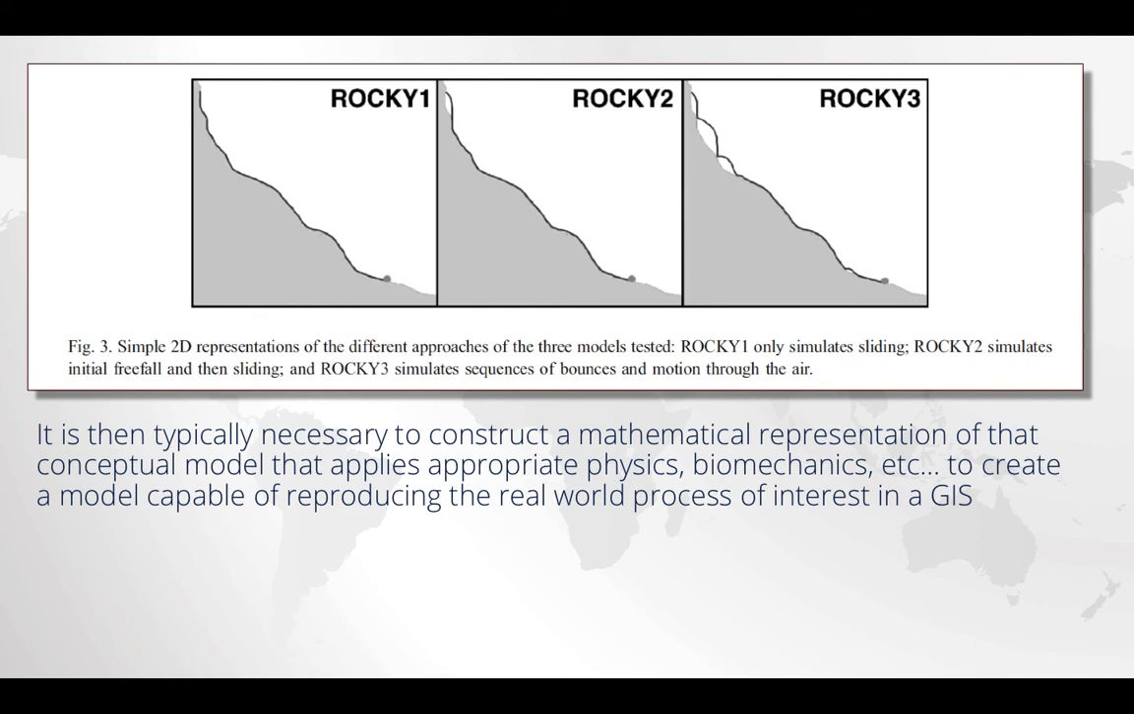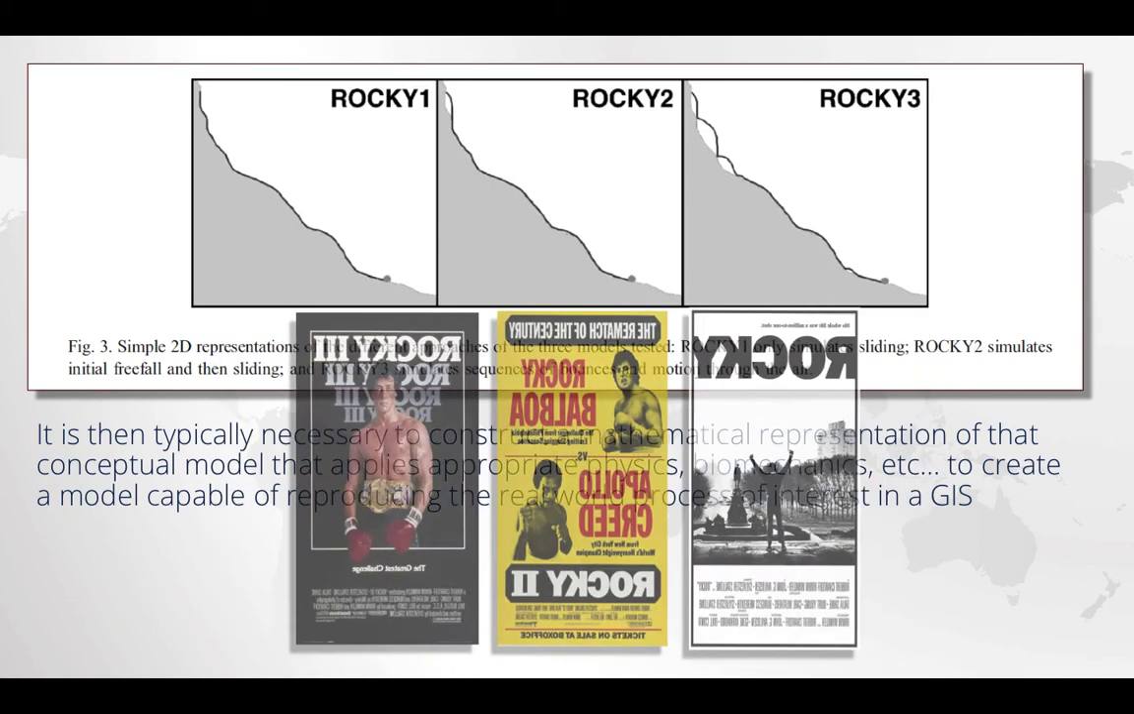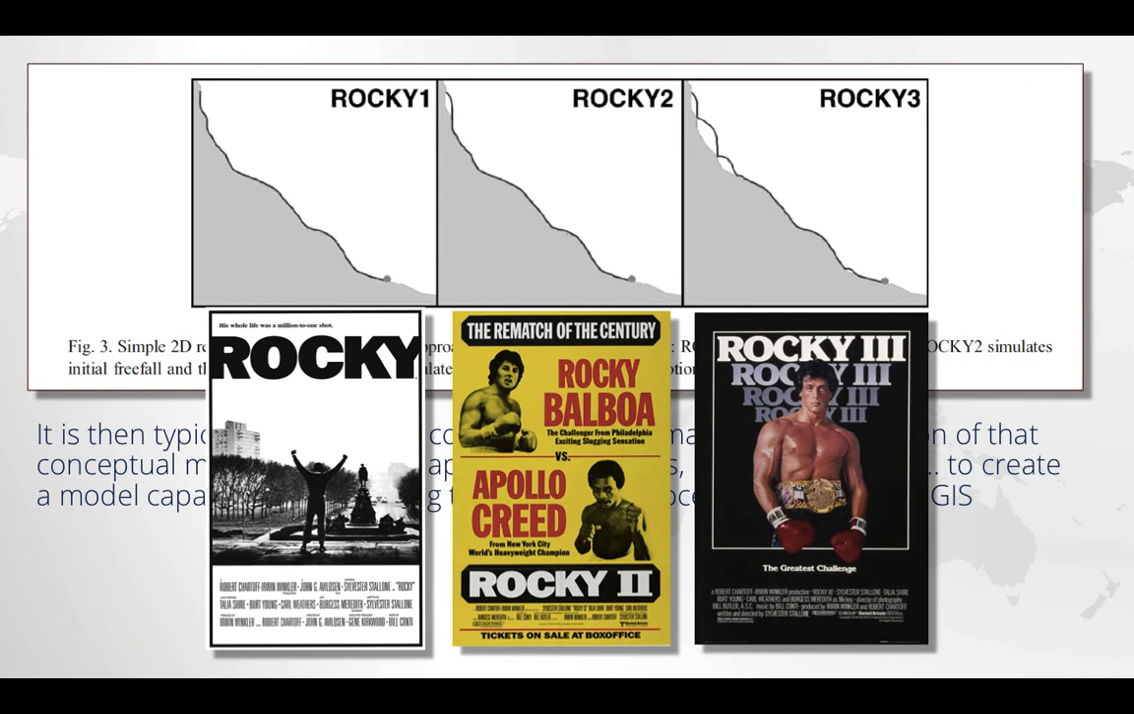So the second step of process-based modeling is to construct mathematical representations of the conceptual model. In this case, that incorporates the appropriate physics and biomechanics, and by that I mean how the trees interact with it, and so on and so forth, to create a model that's capable of reproducing the real-world process of interest within your GIS. And I couldn't resist: is Rocky 3 the best? That's something to think about. Maybe the original one's best. Just saying.